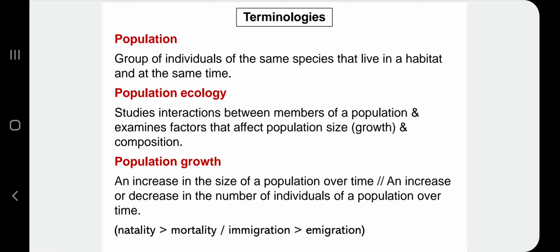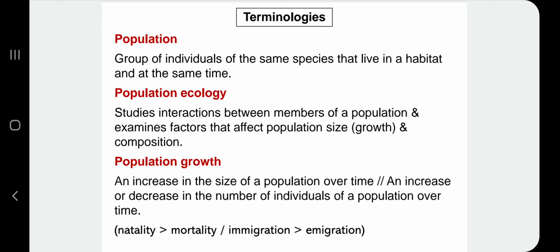The second term, population ecology. When you hear about ecology, we quite often talk about its definition, which refers to the study. Population ecology refers to the study of interaction between members of a population and also examines the factors that affect the population size and composition. Later on we'll discuss more on this one.